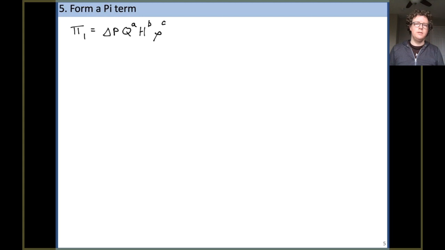And so we'll always start, that pi 1 will start with what was on the left-hand side of the initial equation, that pressure drop, the thing that we're actually trying to predict. And so you can see what I've done is multiply that by each of our three repeating variables: discharge Q, thickness of filter H, and density of fluid rho. And those have been raised respectively to the A, B, and C powers.